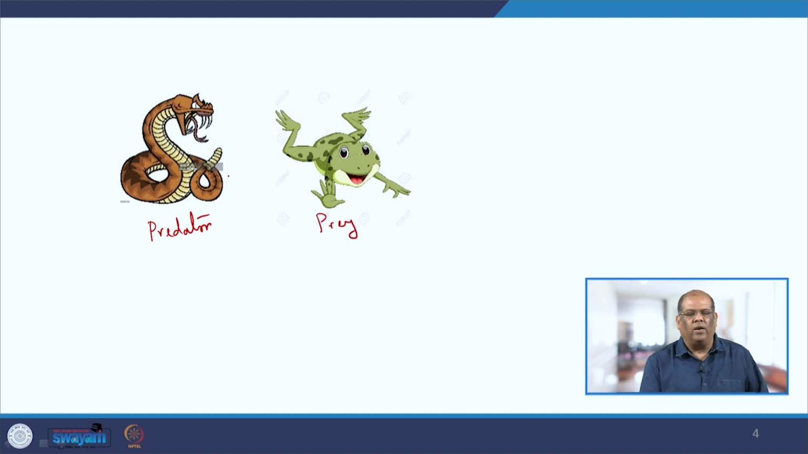So, when there is an interaction between the predator and the prey, in this case the snake and the frog, and if you denote them by say x and y, they should be treated as the product of x and y. So, that is the use of the law of mass action in this modeling. Whenever there is an interaction between two species, it is taken as the product of the two variables.